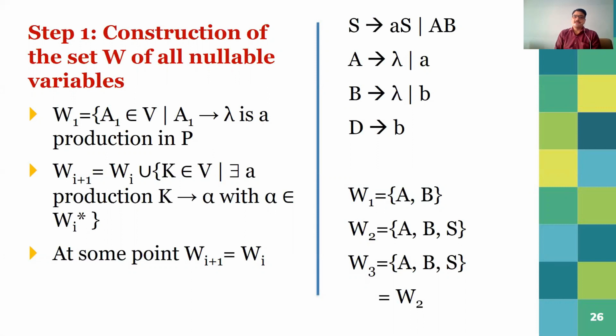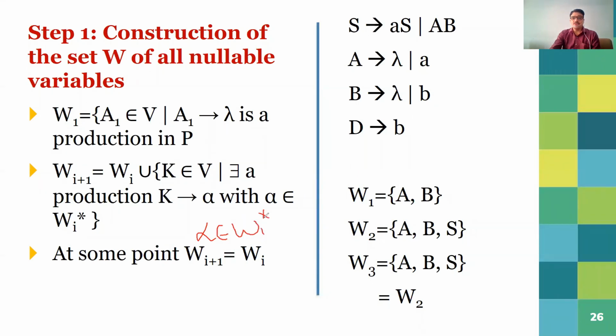In step 2, similar to the previous one, we will construct W(i+1) equal to W(i) union K belongs to V, where there exists a production K to alpha with alpha belongs to W(i) star. Here the point is something different from the previous one. In this case, alpha belongs to what? Alpha belongs to W(i) star.